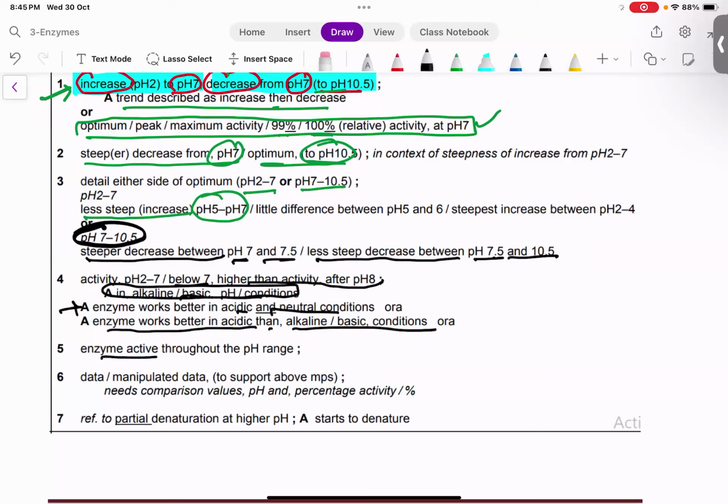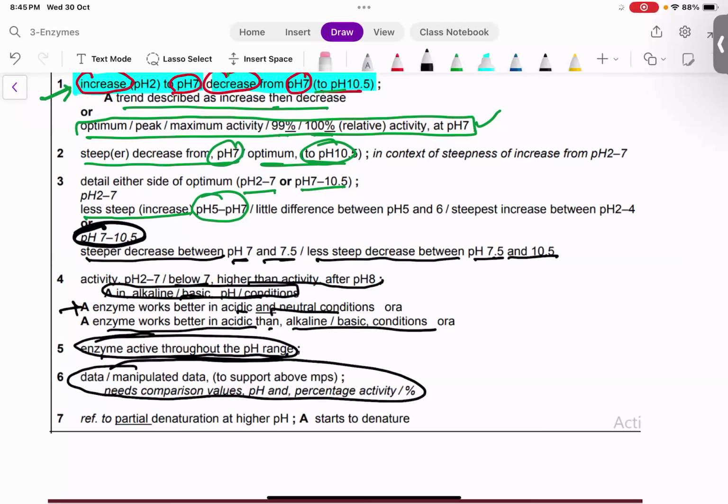But throughout the pH range, you can describe the enzyme activity, and then use the data manipulation or the numerical reference that you can take from the x-axis and y-axis, and then reference to partial denaturation.